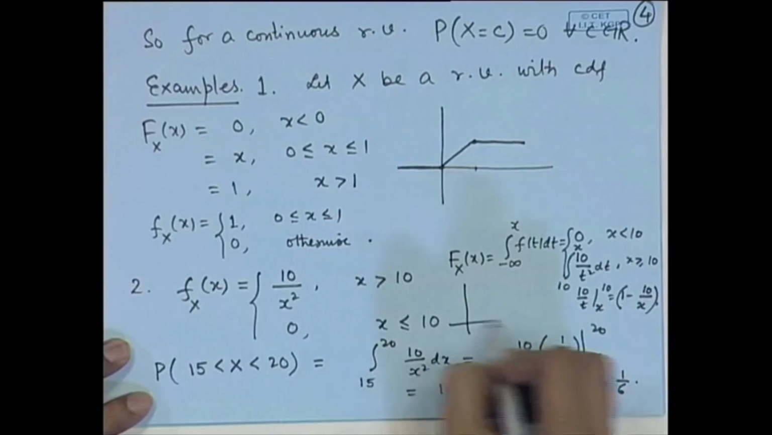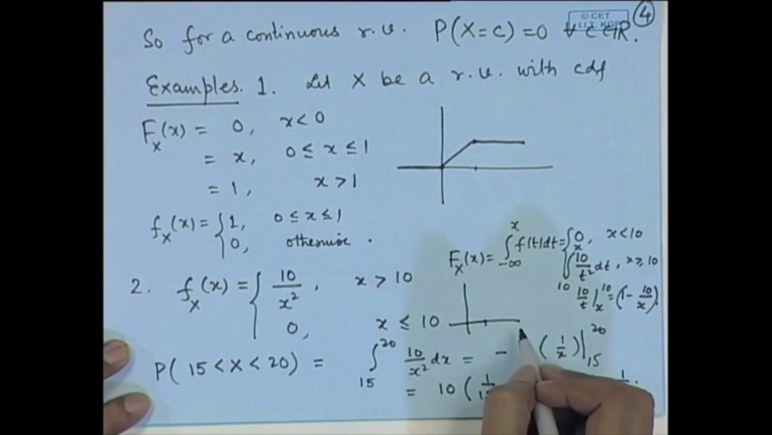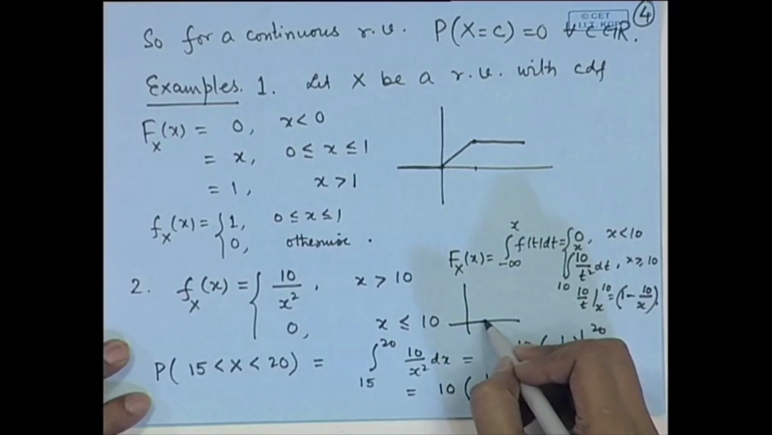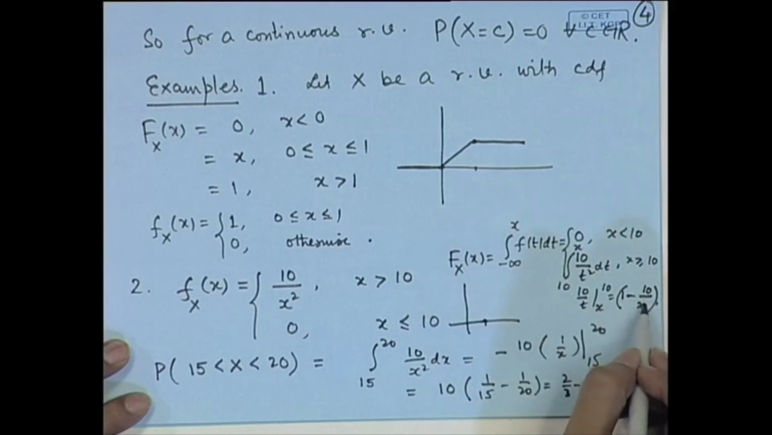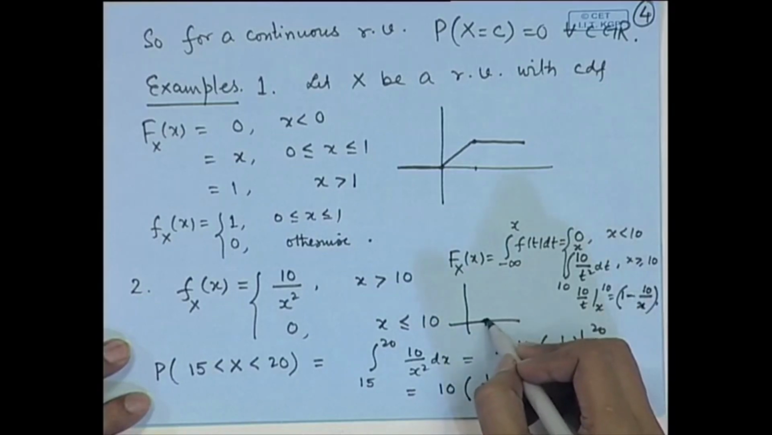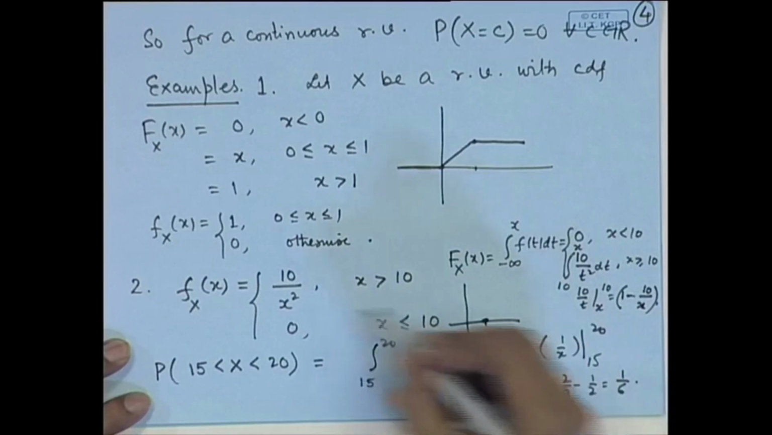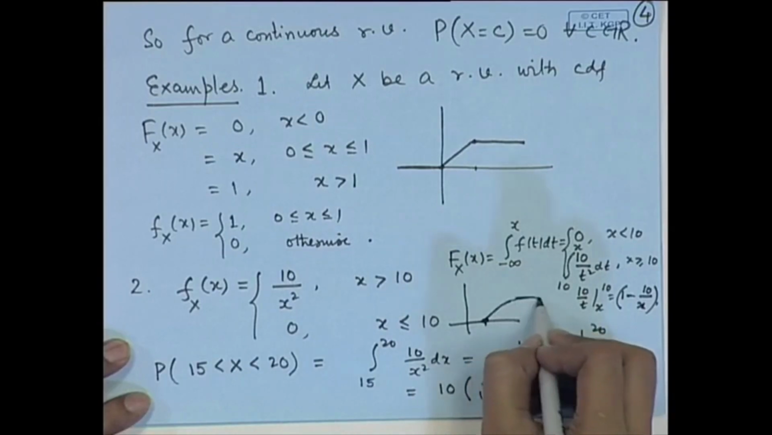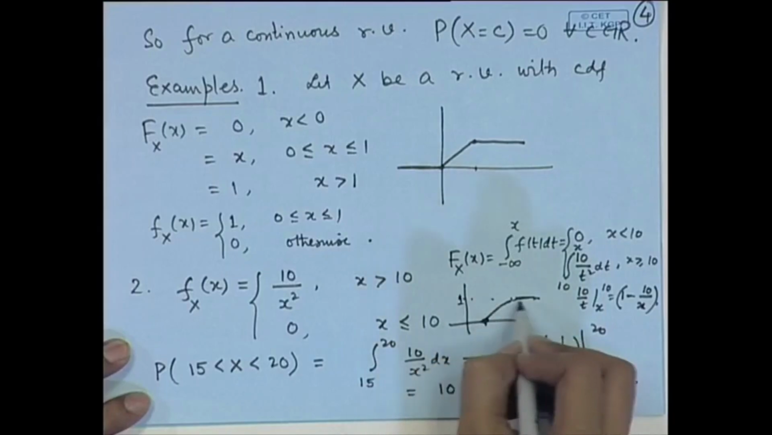So, if you want, you can plot this function. Up to x equal to 10, it is 0, and after that it becomes 1 minus 10 by x. So, the function is increasing because 10 by x is a decreasing function. As x tends to infinity, this goes to 0, that means it goes to 1. In fact, if you look at the derivative of this, it becomes like this, basically a concave function. This is suppose 1 here.